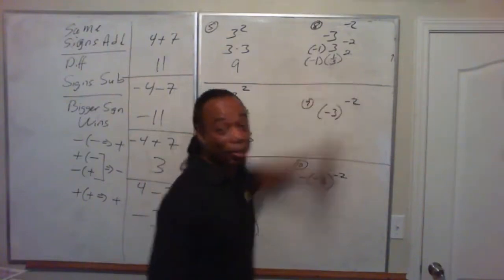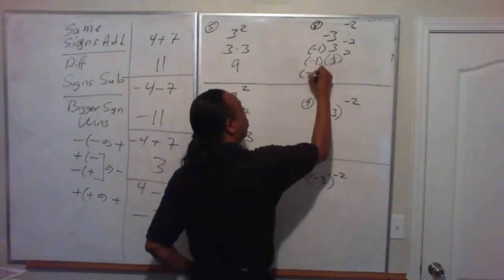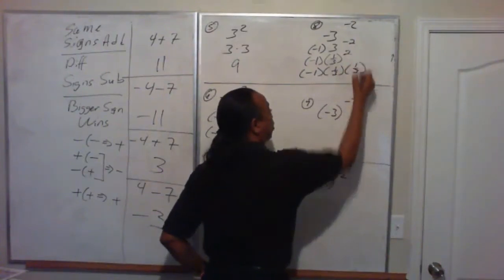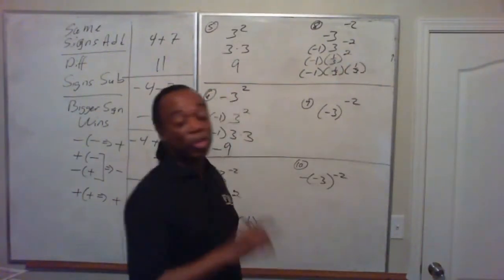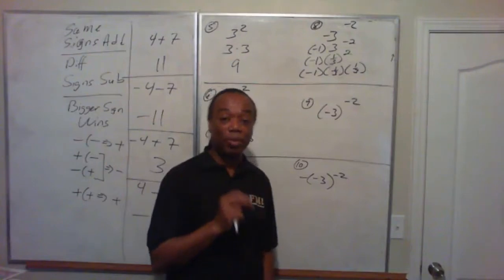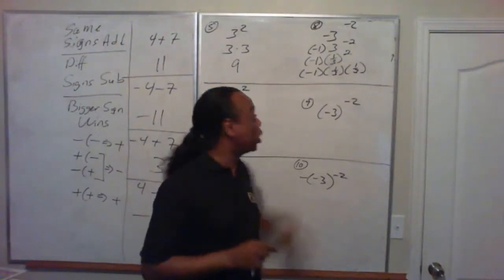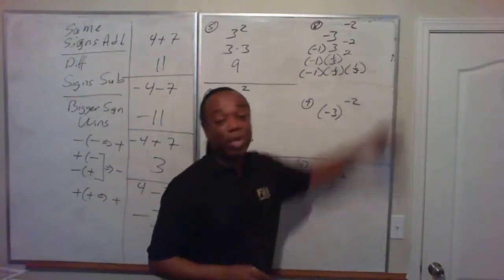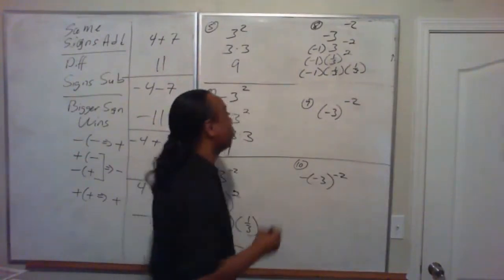Now I'm going to expand. Okay, so that's the expansion. This is a negative 1 times 1/3 times 1/3. And once you look at the expansion, it makes sense why the answer would be a negative 1/9.